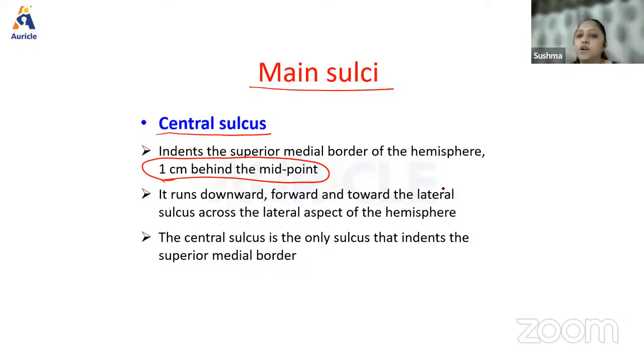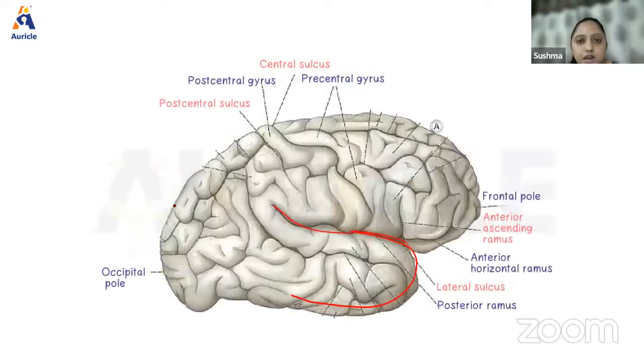It runs downward, forward, and towards the lateral sulcus across the lateral aspect. Central sulcus is the only sulcus that indents the superomedial border. Okay, this portion is the central sulcus, as you can see how it is running towards the lateral sulcus. Correct? The one that I've drawn over here, this is the lateral sulcus and this is the central sulcus. As you can clearly see, it is not in the midline. Rather, it is 1 centimeter behind the midline.